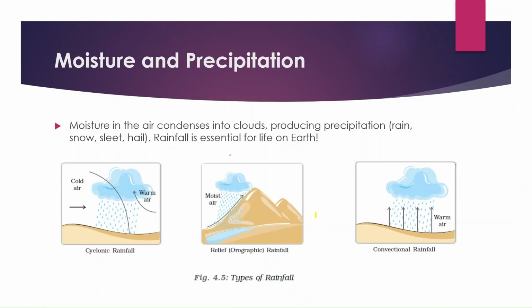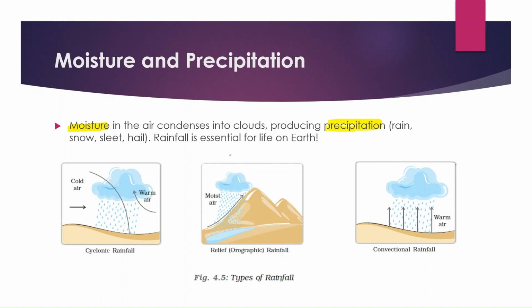Now let's understand what are moisture and precipitation. Moisture in the air, which is also known as humidity, comes from the water evaporating from land and water bodies. When the air is humid, it holds a lot of water vapor, which can condense to form clouds. And when these clouds get heavy, the water falls back to earth in the form of precipitation, which can be in the form of rain, snow, sleet, or hail.